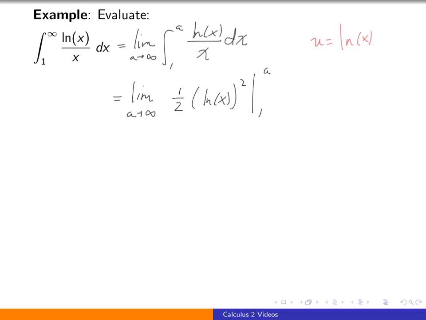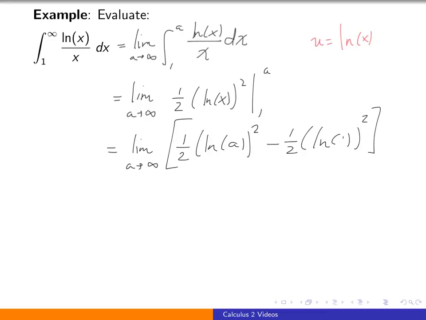And we're evaluating from 1 to a. So we replace x with an a. That would be 1/2 ln a, squared. And then we put a minus sign and replace with a 1. Note that the natural log of 1 is 0, so we actually do not need to write anything down. If you wanted to, we certainly could: minus 1/2 natural log 1, squared, and then just observe ln of 1 squared is 0.